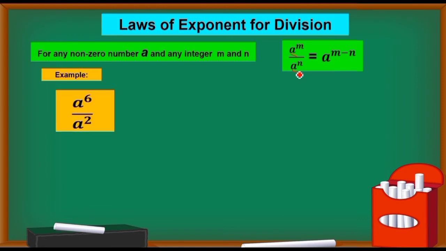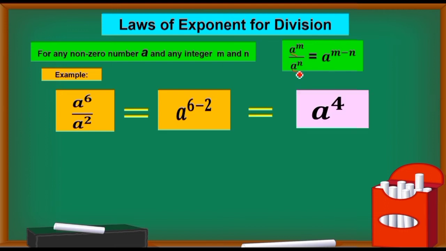So, given a raised to 6 over a squared. Since parehas ang base natin na a, magiging a raised to 6 minus 2. Okay? And then 6 minus 2 is 4. So, the answer is a raised to 4.